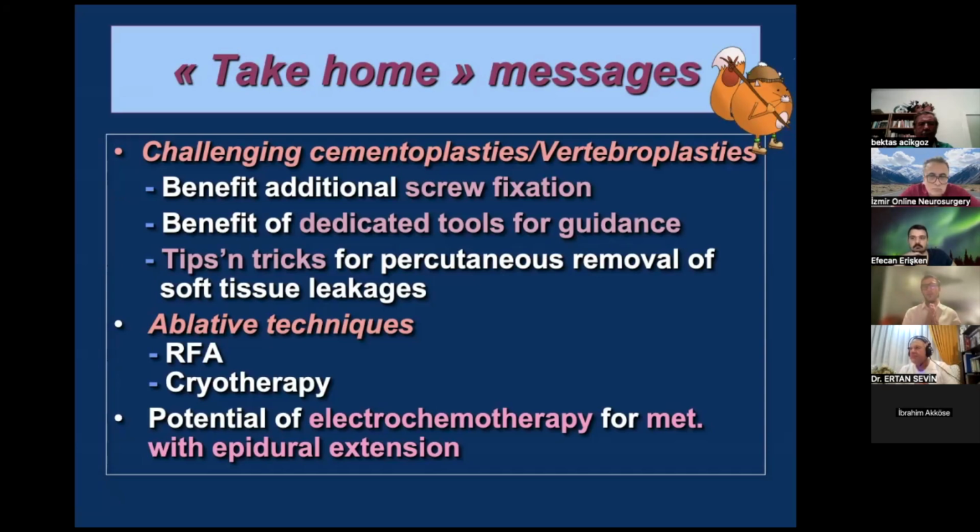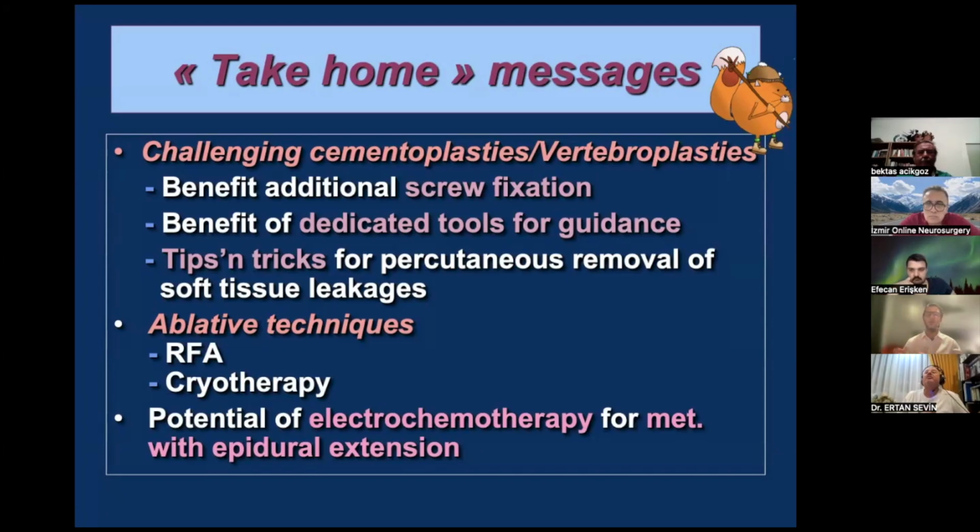For ablative techniques, you have mainly radiofrequency ablation and cryotherapy. As I told you, the main indication is a unique or prevalent lesion, or when the metastatic lesion has an extension to the perivertebral soft tissue. And there is, in my opinion, a huge potential for electrochemotherapy with reversible electroporation for metastases with epidural extension that are not sensitive to radiotherapy.